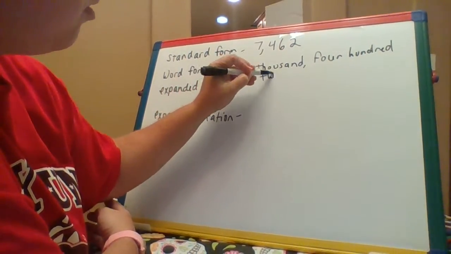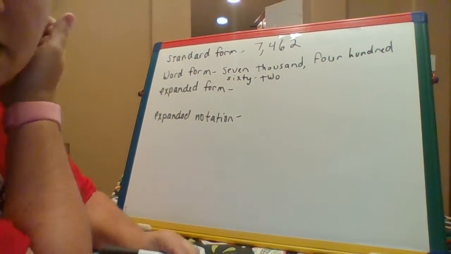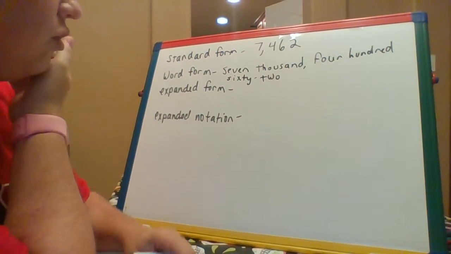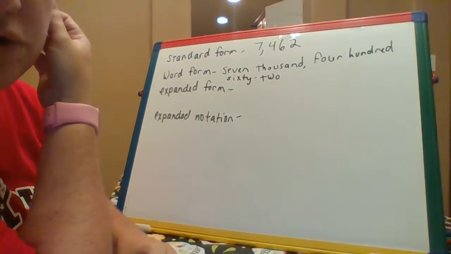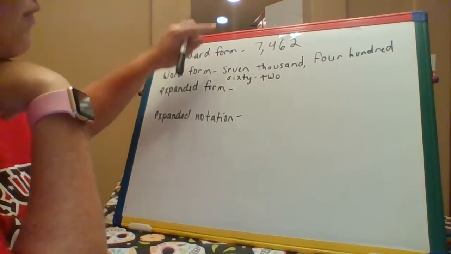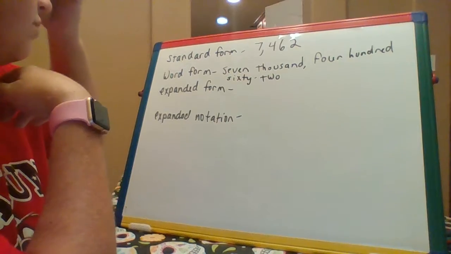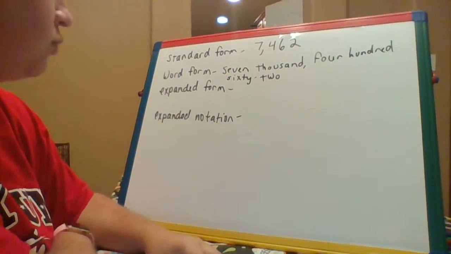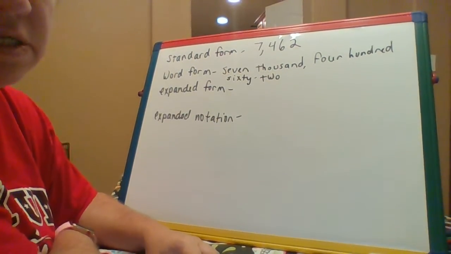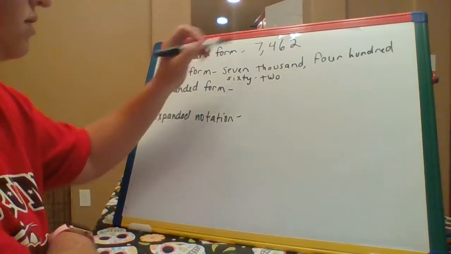462. All right. And again, the way that you say it, that's how you write it. So 7,462. All right, expanded form is where I'm going to put each of those numbers into its actual value.